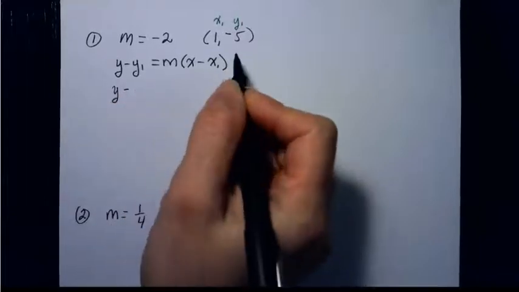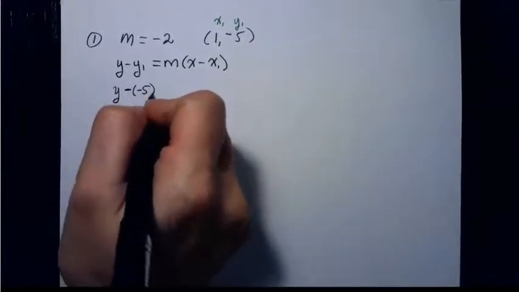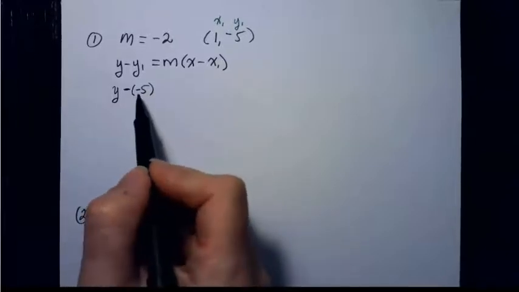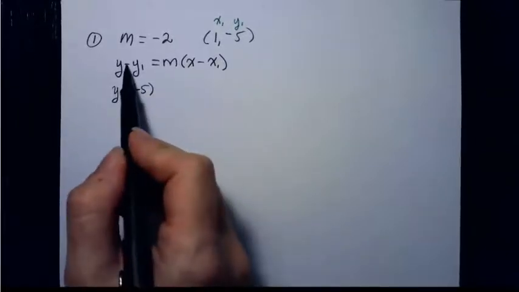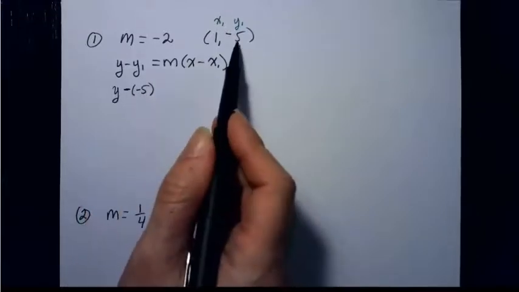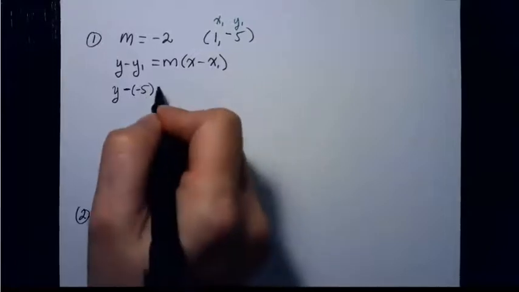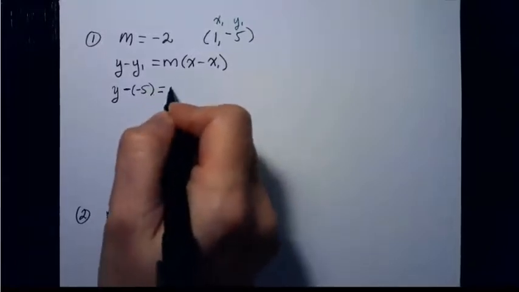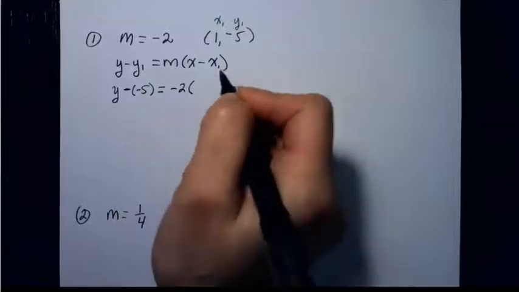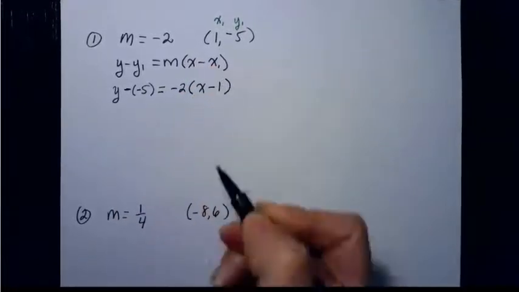Y minus y1, which is -5. You might have double negatives when you use this formula, just like in your slope formula, so be careful. I have a minus in the formula, and here the y-coordinate happens to also be negative, so I have two negatives there. Equals m, which is -2, times x minus x1, which is 1.